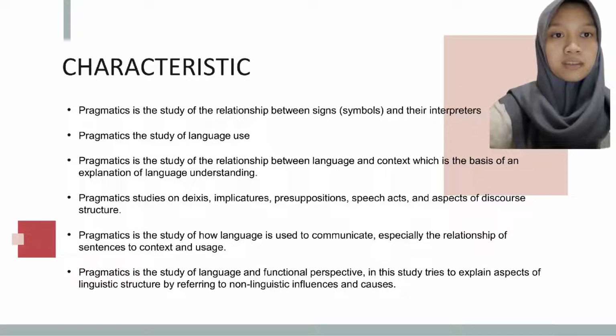5. Pragmatics is the study of how language is used to communicate, especially the relationship of sentence to context and usage. 6. Pragmatics is the study of language from a functional perspective. In this study, it tries to explain aspects of linguistic structure by referring to non-linguistic influences and causes.